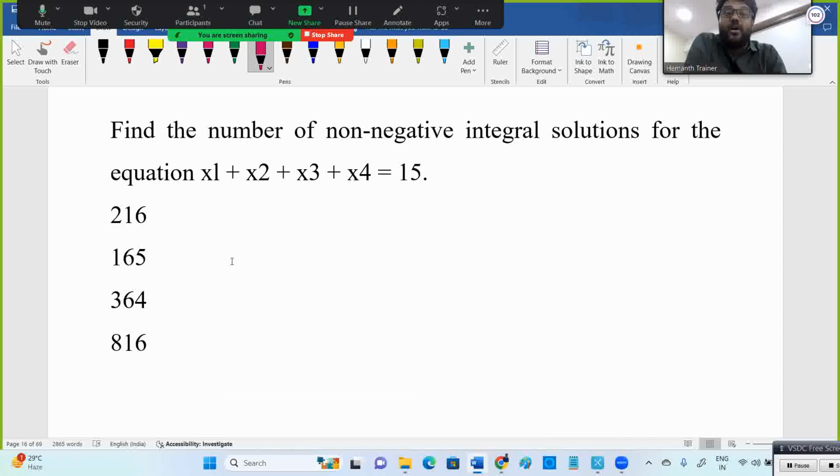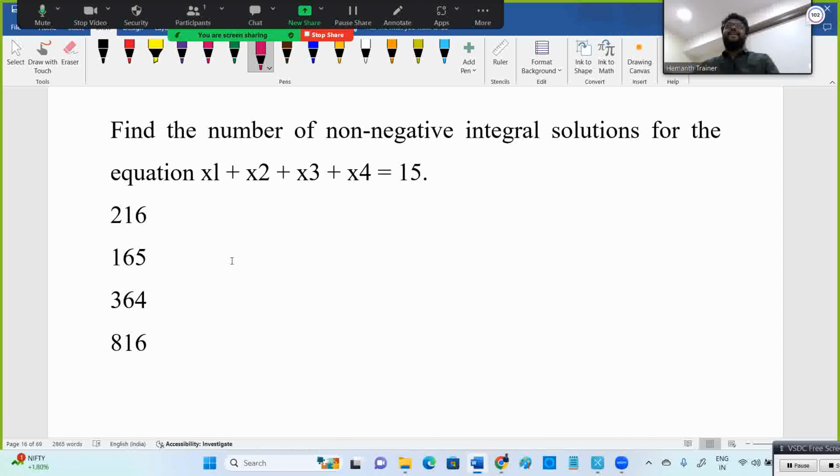Find the number of non-negative integral solutions, meaning integer values, where adding 4 values you have to get 15. Those 4 values should be non-negative integers. Sometimes they will say positive integers, and the answer is different; for non-negative integers the answer is different. Natural numbers are different, whole numbers are different. What's the difference? Natural numbers start from 1, whole numbers from 0.